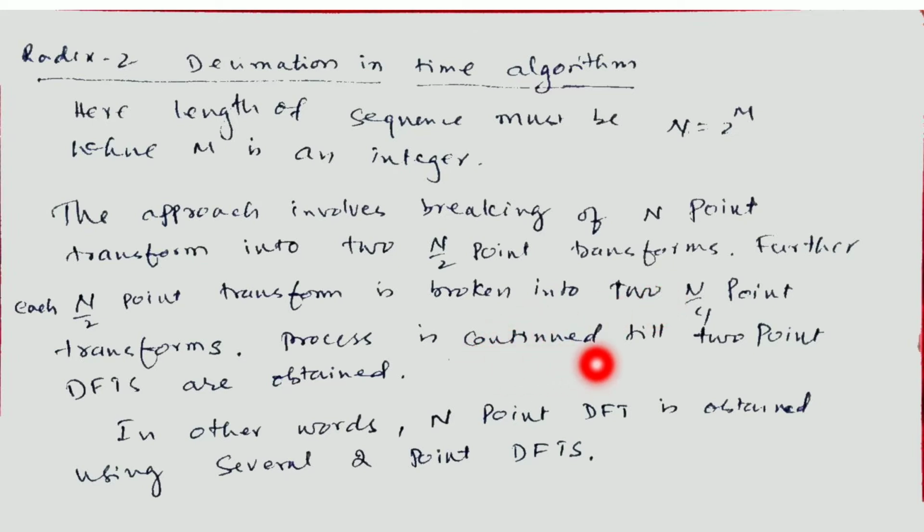That means, first of all, we have the N-point DFT. This is first broken into two N by 2-point DFTs, and each N by 2-point DFT is further broken into two N by 4-point DFTs. And this process is continued until 2-point DFTs are obtained. In other words, the N-point DFT is obtained as a combination of several 2-point DFTs.